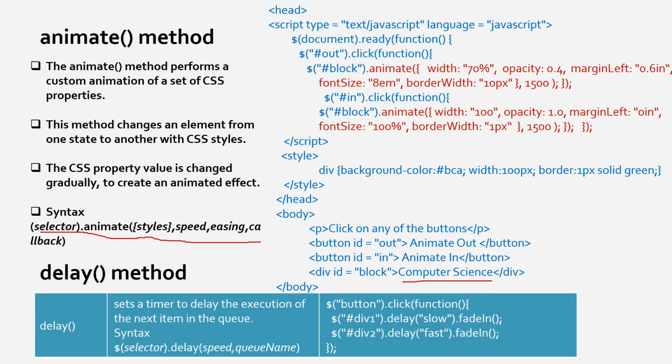So here we used two buttons. One button is animate out, another one is animate in. Using these two buttons, two functions are executed here. How are the functions identified? By using the id out and id in. See, this is for id in, this is for id out. The moment you click, this particular function will be executed, and the moment you click animate in, that particular function will be executed. This is about the program.